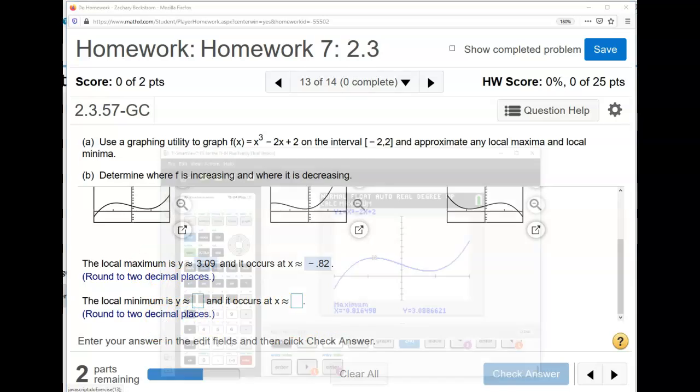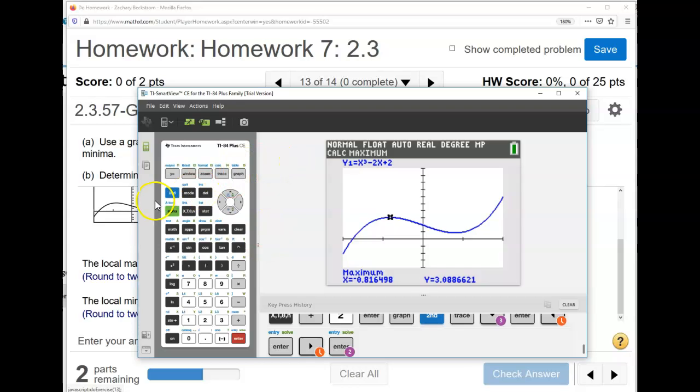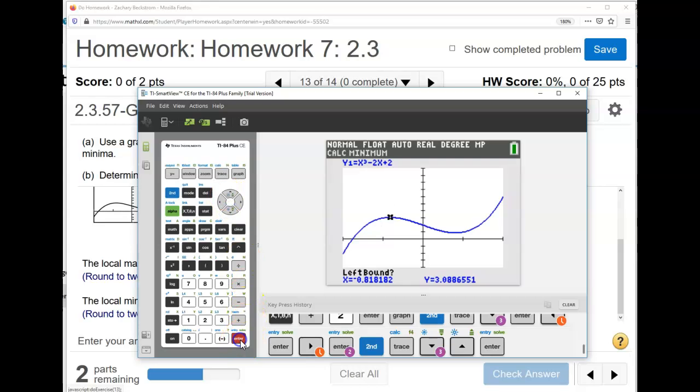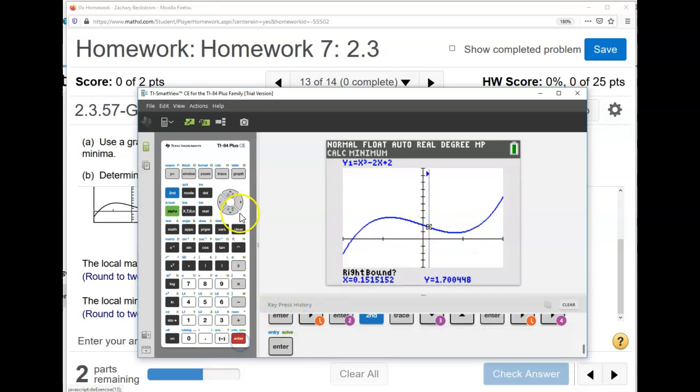And it says the local minimum, so we're going to do the same thing, except we're going to use the minimum function there. So now we're going to go to second trace, go down to minimum, enter, and we're going to do the left side of that minimum. Remember, that's the bottom of the valley here. I can do anywhere I want to, as long as it's on the left side of the bottom of the valley there. So enter here. That's my left bound. Now my right bound, I just have to do anywhere on the right side of that local minimum. Hit enter. We don't want to guess.